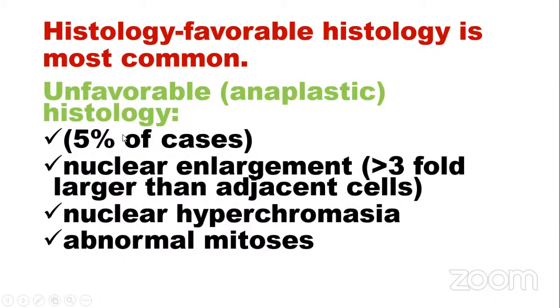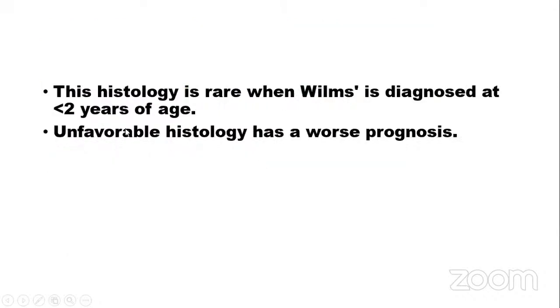If we find this, it actually occurs in 5% of cases, with nuclear enlargement more than 3-fold larger than adjacent cells, nuclear hyperchromasia and abnormal mitosis. This histology is rare when Wilms tumor is diagnosed at less than 2 years. So if we diagnose a lucky patient at less than 2 years, we will find that there is no unfavorable histology.